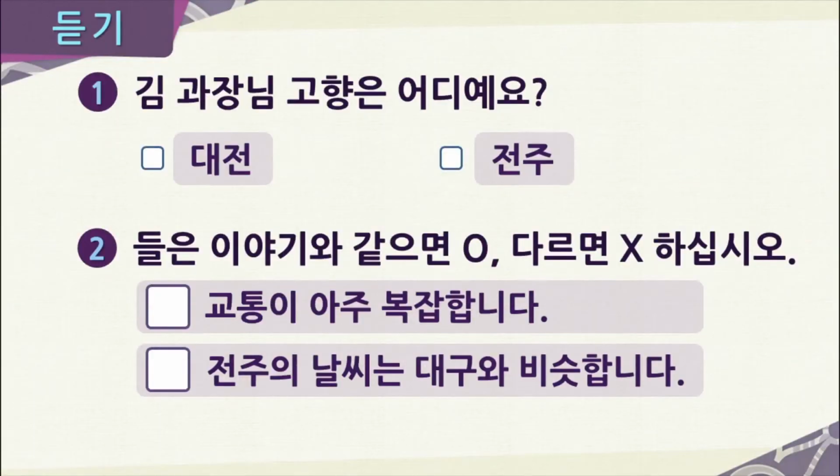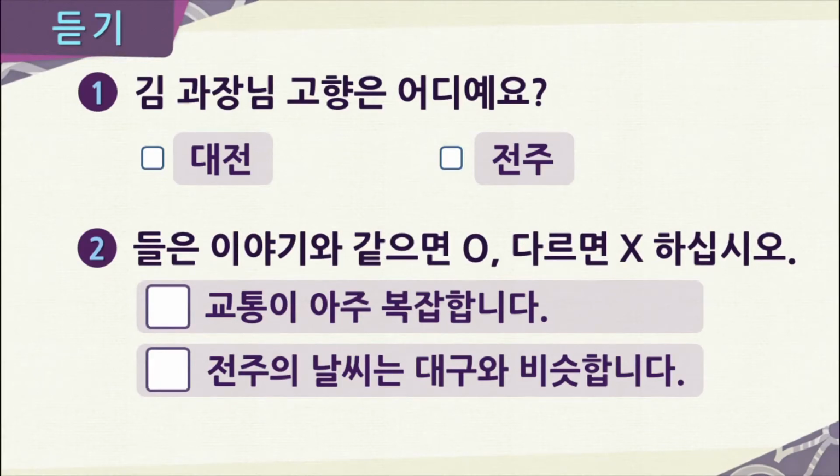Were you able to understand the conversation? Well, let's go ahead and answer some questions to check your understanding. Now here in question number 1, it asks, 김 과장님 고향은 어디예요? Or where is Mr. Kim's hometown? Now we have two answer choices here.